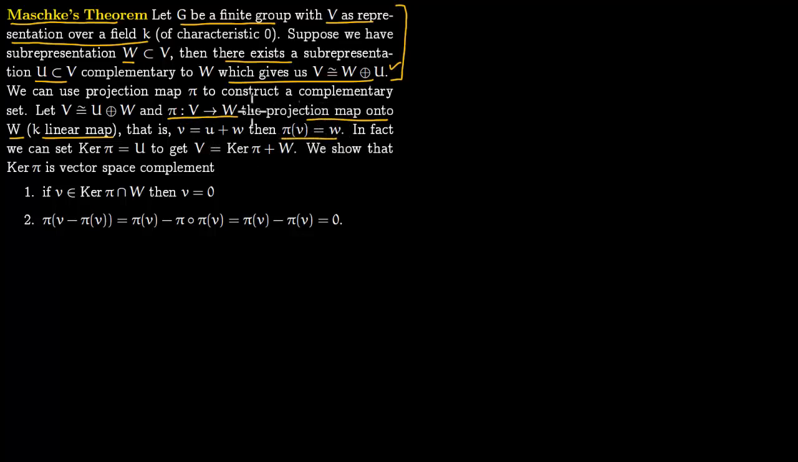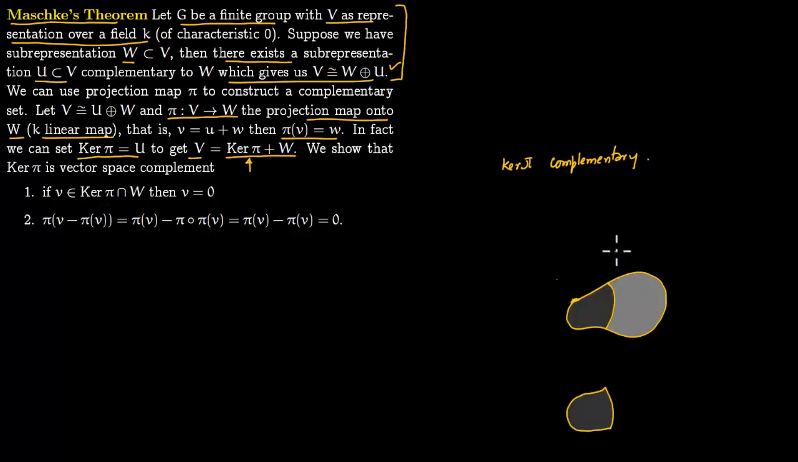So this map in fact gives us a complementary vector space to W. You can set the kernel of pi as U, then V is the kernel of pi plus W. Because this space is complementary, the kernel of pi is actually a complementary space. So pictorially, you're going from V, this is your space W, this W gets mapped to W, and this goes to the kernel. So this is the complementary space. So this is your projection map.